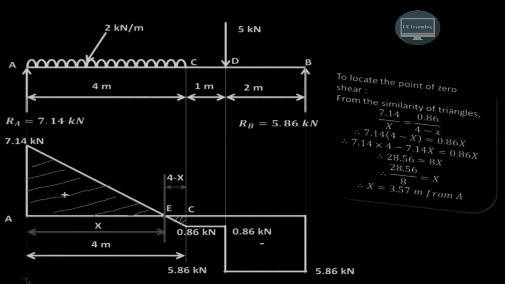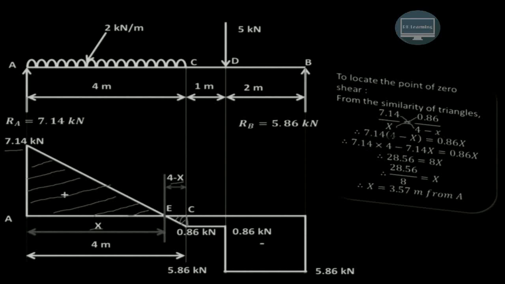So as you can see in this particular case, the height of this larger triangle is 7.14 and its base is x. So it is 7.14 divided by x. The height of the smaller triangle is 0.86 divided by its base, that is 4 minus x. So we have applied the condition of the similarity of the triangles, and if you cross multiply these particular terms, so 7.14 into 4 minus x will be equal to 0.86 into x.